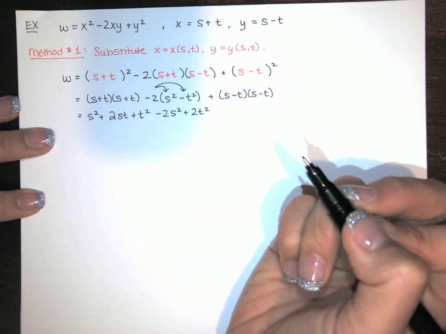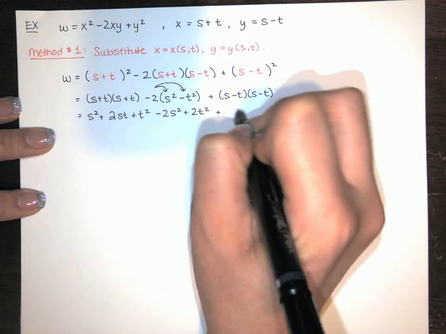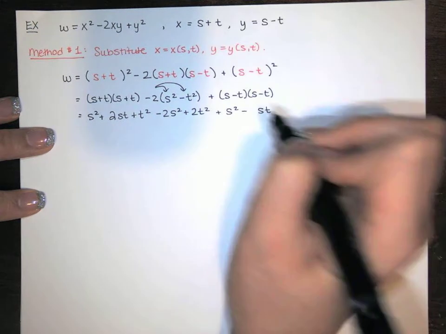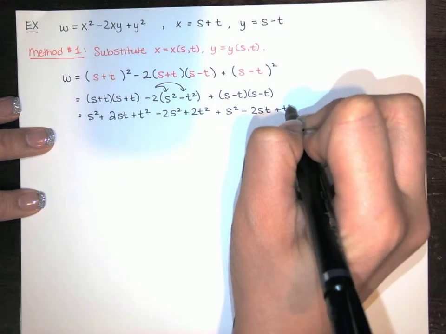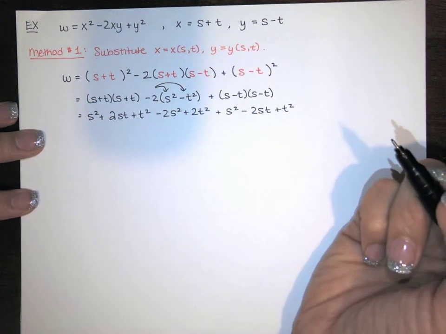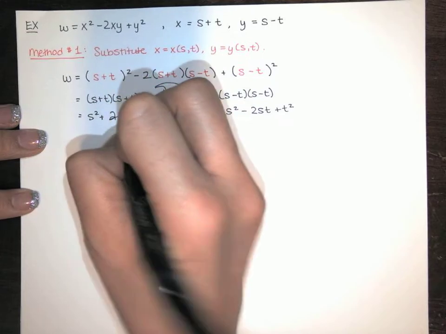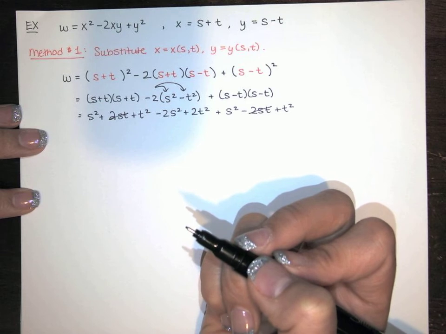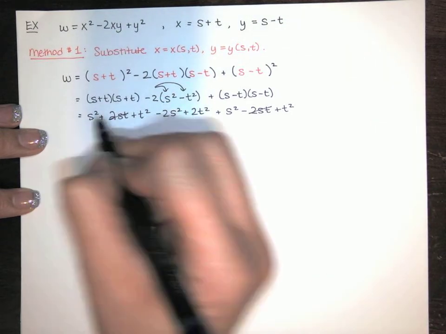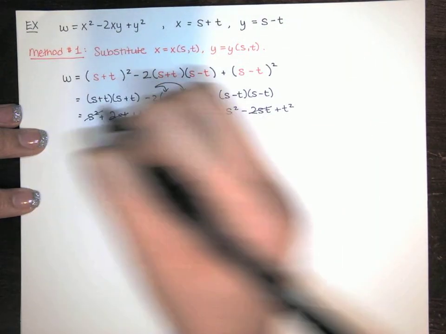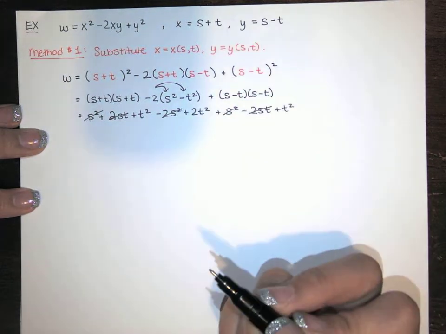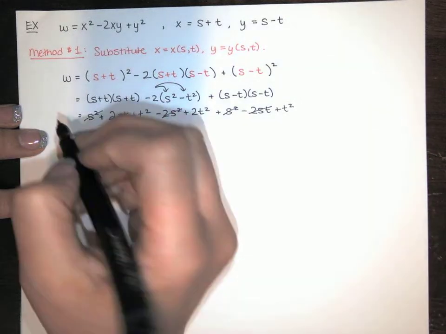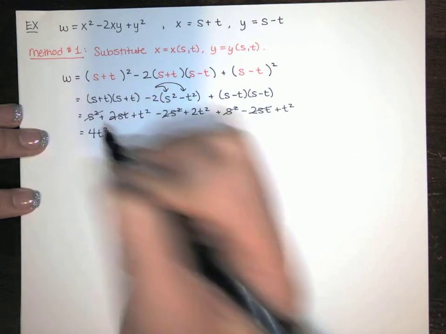Negative times a negative makes that a positive t squared. And then over here, when we FOIL, first times first is that, outer times outer is minus st, inner times inner is the same, last times last is t squared. And then we see if anything reduces. I've got 2st minus 2st, so those are gone. s squared and s squared minus 2s squared, those are gone. And now I've got t squared, 2t squared, and another t squared, so that's 4t squared. So that's my w.